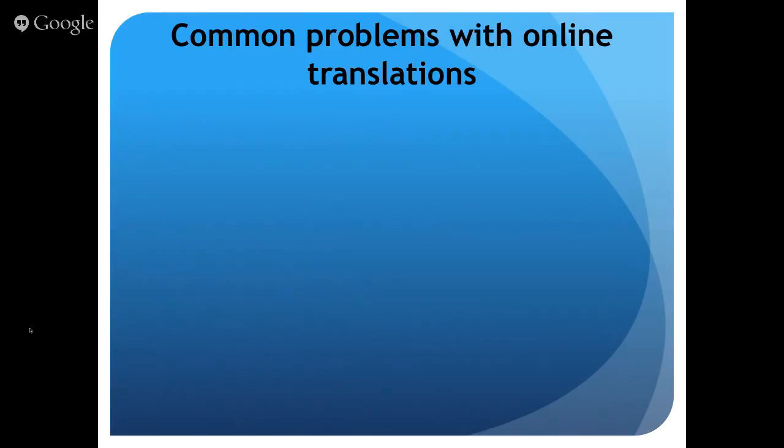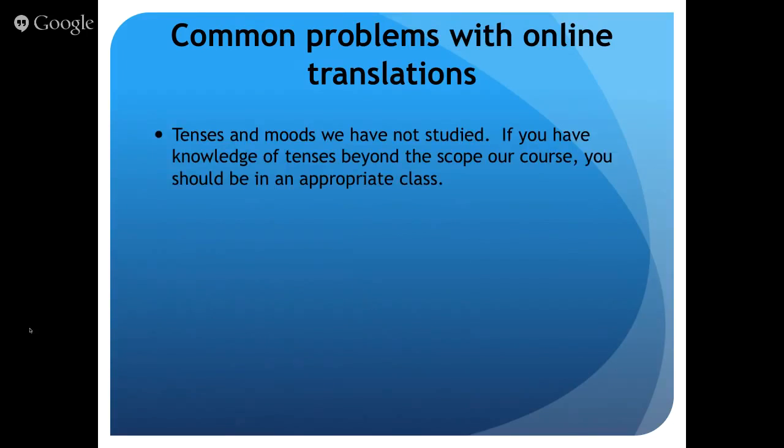So, some common problems with online translations, and some of them can be pretty funny actually, which we'll get to later. But one is tenses and moods that we haven't studied. If you have knowledge of tenses beyond the scope of our course, you should be in an appropriate class. But if you're in Spanish 101 and whipping out the imperfect subjunctive on one assignment, but can't achieve basic subject-verb agreement in the presente in another, it's evident you're using an unauthorized resource. It's very easy for me to know that.